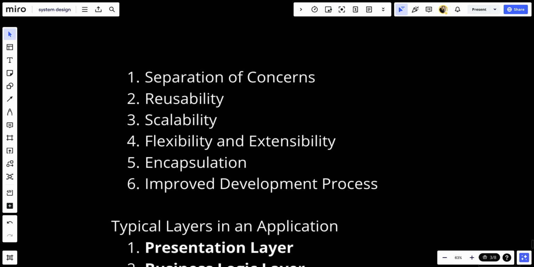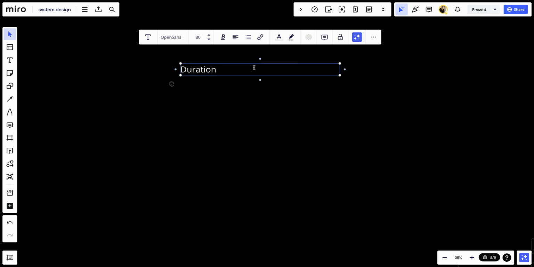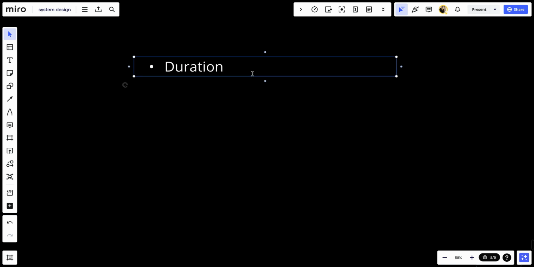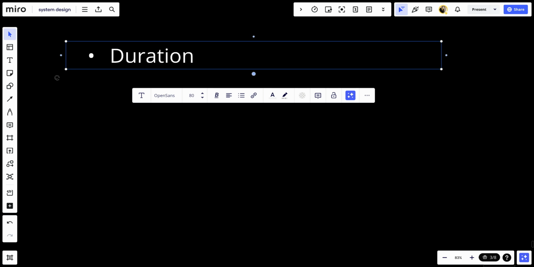The first thing that we'd like to talk about is the duration. The duration is time-boxed. First, sprints typically last between 1 and 4 weeks, with 2 weeks being a common duration. The duration is consistent throughout the project to establish a predictable rhythm.